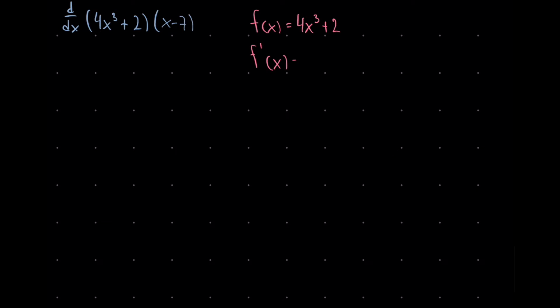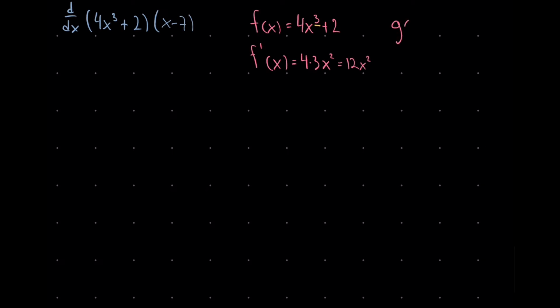So let's say we're asked to find the derivative of 4x cubed plus 2 times x minus 7. Once again, let's identify the two separate functions and find their derivatives. So f of x is in this case equal to 4x cubed plus 2. And for the derivative of that, we have to use the power rule on the 4x cubed term. By the power rule, the exponent gets multiplied in the coefficient, so we have 4 times 3, because the exponent in this case is 3, and we reduce the exponent by 1. So we have x to the power of 3 minus 1, or just 2. And 2 is a constant, so the derivative is 0. This is equal to 12x squared.